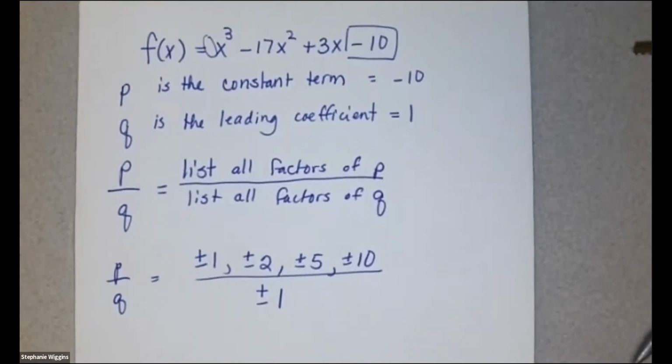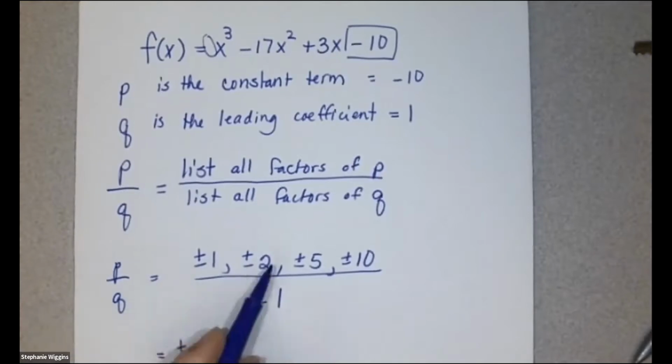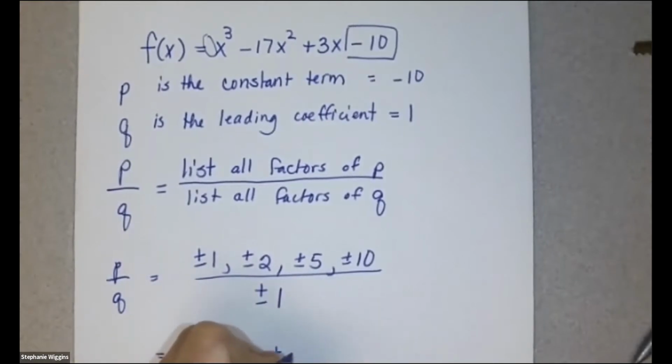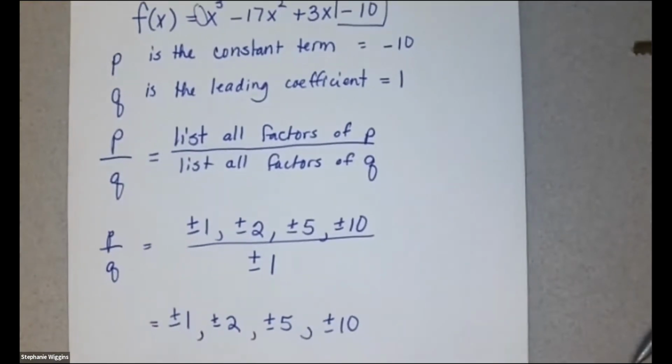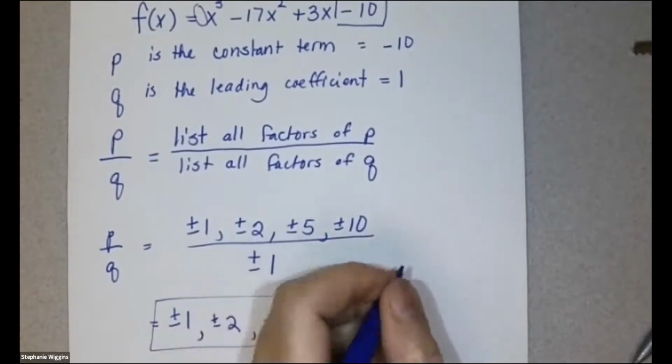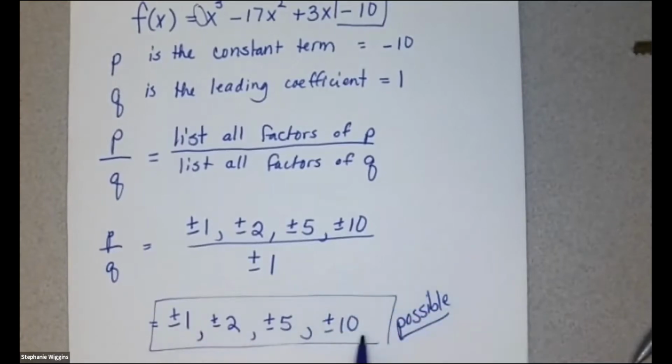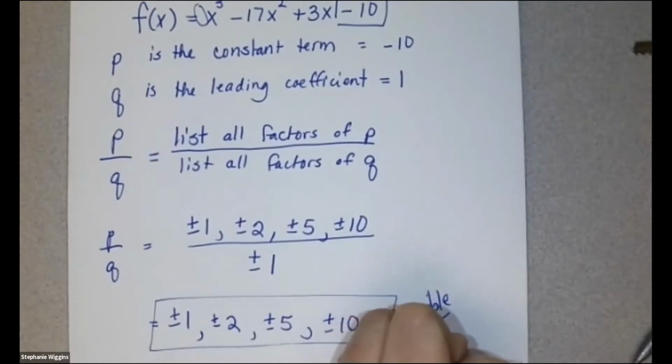Okay, now what are the possible ratios? Well, you could have 1 divided by 1. Okay, so that's plus or minus 1. 2 divided by 1, that's plus or minus 2. 5 divided by 1, that's plus or minus 5. And then 10 divided by 1, plus or minus 10. So these are the possible rational zeros. These are possible. That's the key word. Doesn't mean those are the zeros. It just means those are the possibilities from the rational zero test.